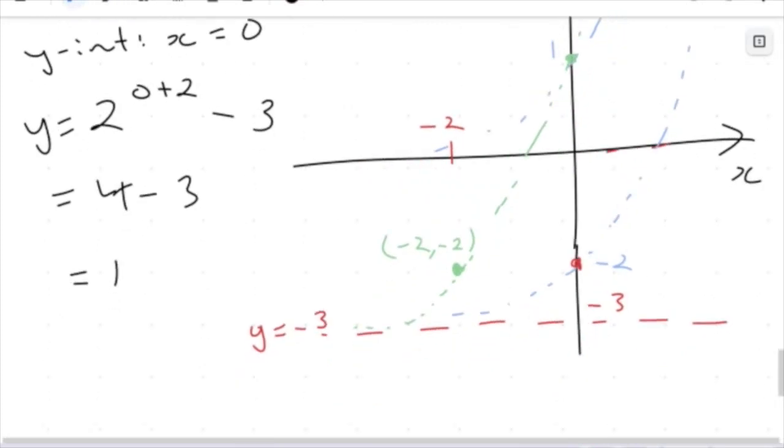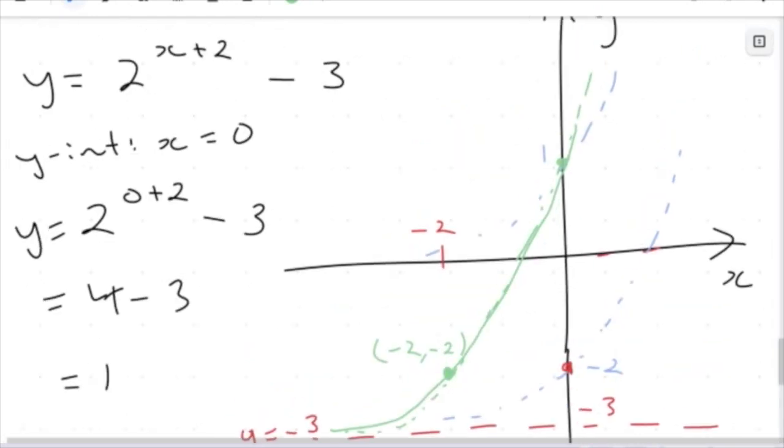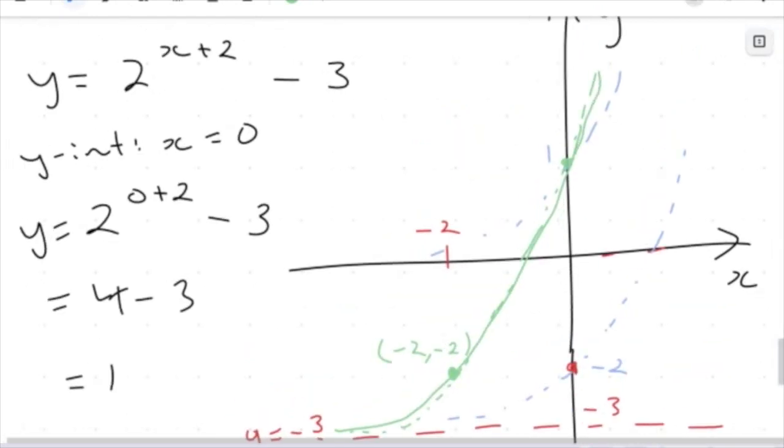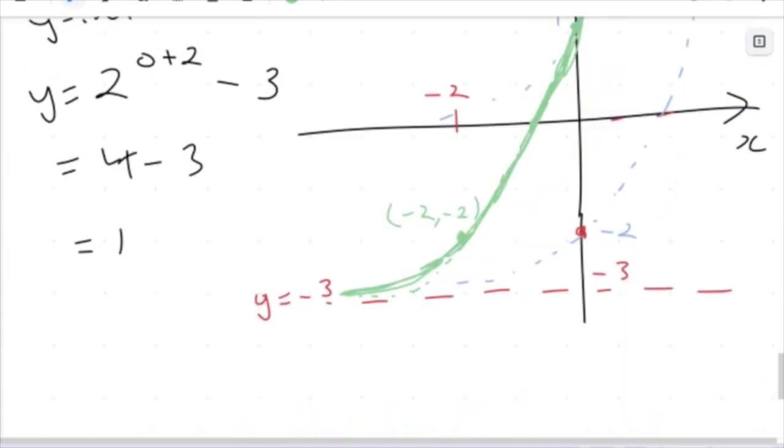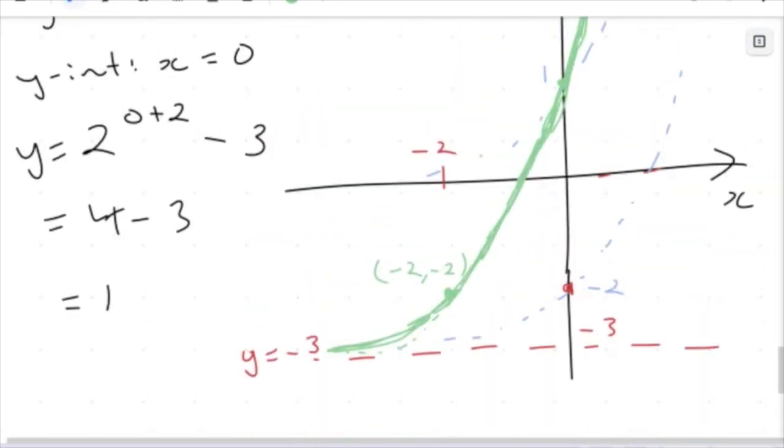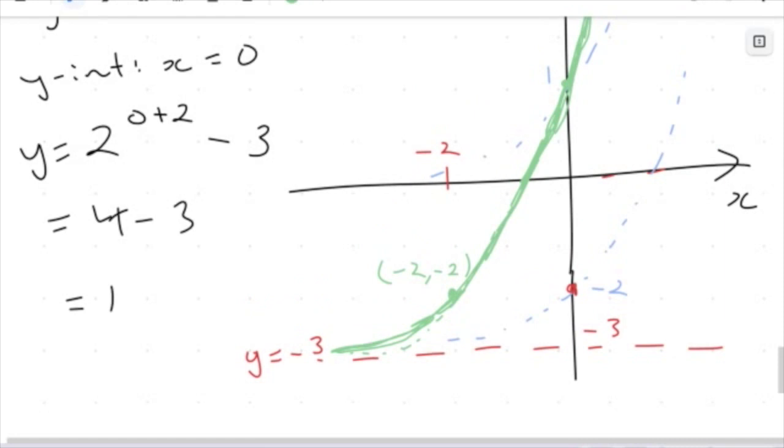So if we just draw this whole thing out, this gives me something that looks like this here. Let's make this really thick and nice. But I get an exponential that has been shifted down 3 units and to the left 2 units.